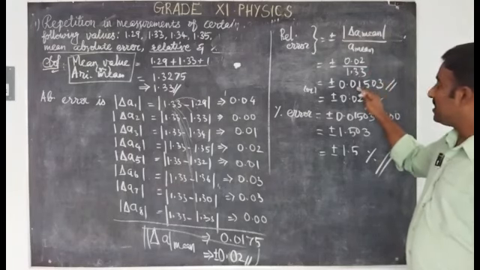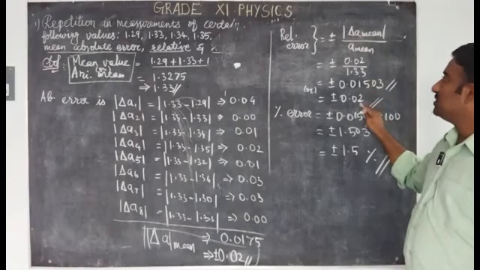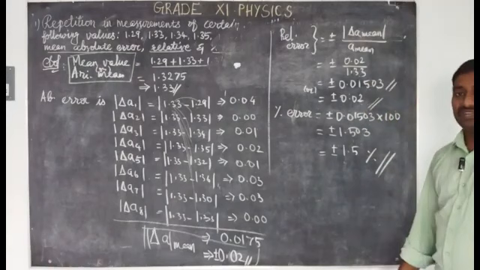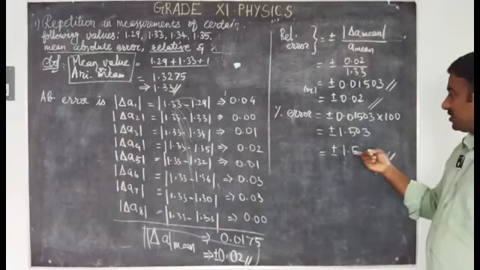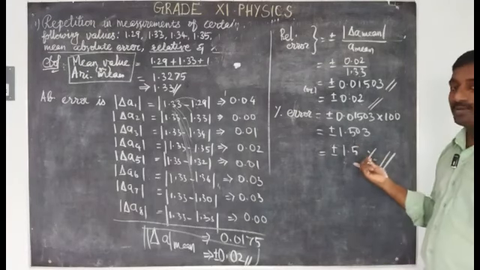This is an odd number, and 5 is not less than 5, so the odd number is added 1. So 1 plus 1 becomes 2. So this is the relative error. And the relative error expressed as a percentage is the percentage error. In the percentage error, 1.5 accurate, approximately it is 2%. 1.5 rounded off gives 2.